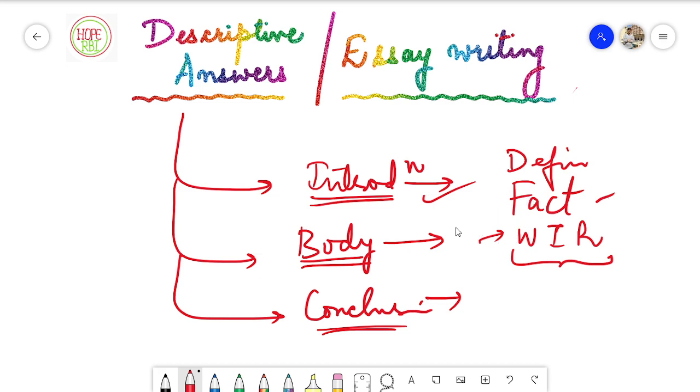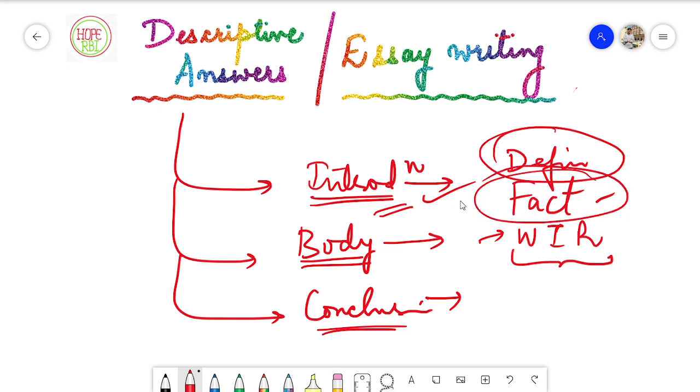So all of these things that you need to know: the introduction should start with the definition, if the question asks for a definition, or a fact or data that you remember regarding that particular question that is being asked. The second is your body.